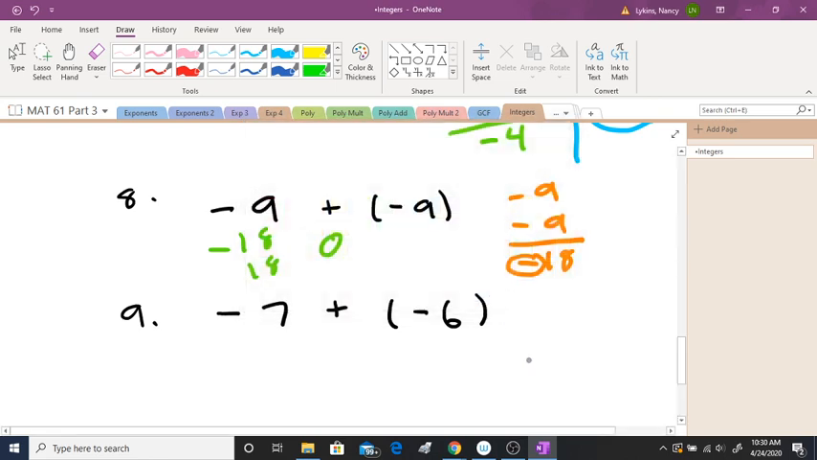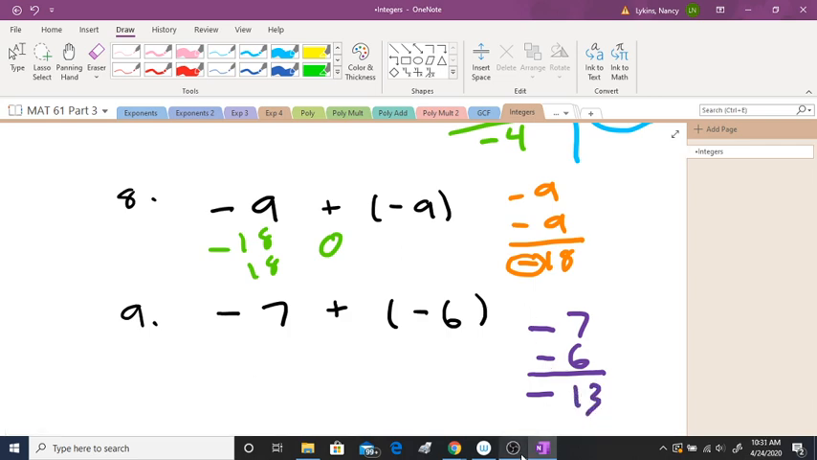The same thing with this. I've got a -7, then you owe me another 6. Now think about this for a second. If you owe me 7, owe me 6, you owe me, so it's still going to be negative because both sides are the same. It's going to be 13. Or you could say drop down the sign because both signs are negative and just add up the numbers. 7 plus 6 is 13.